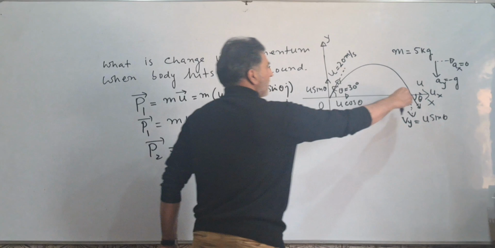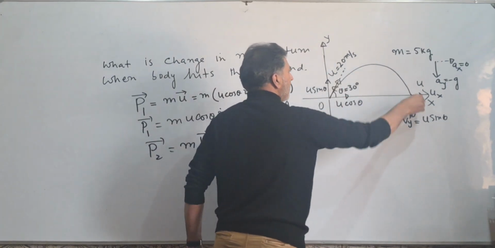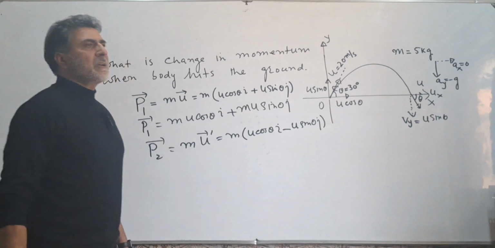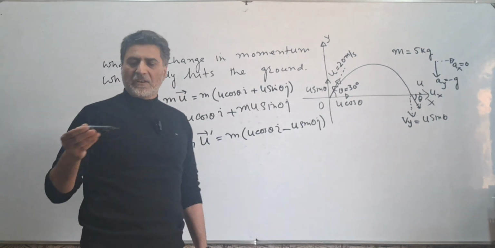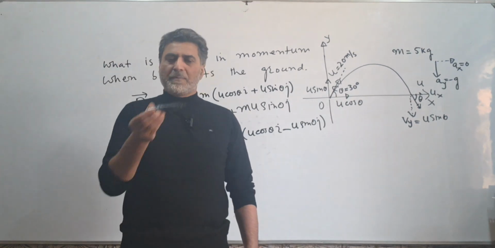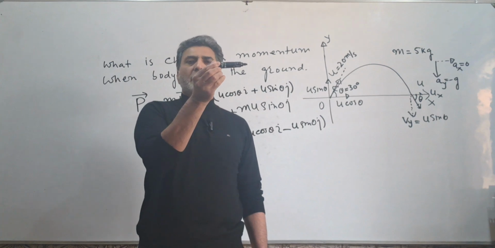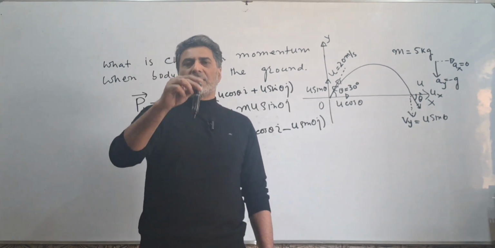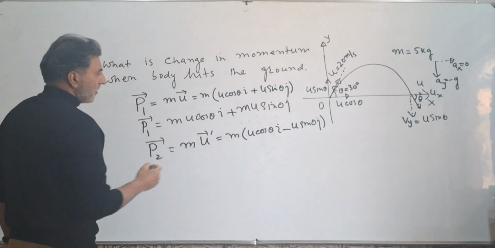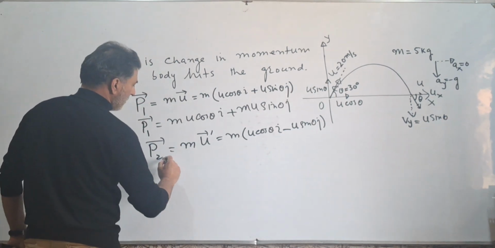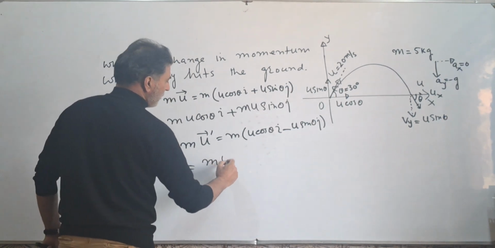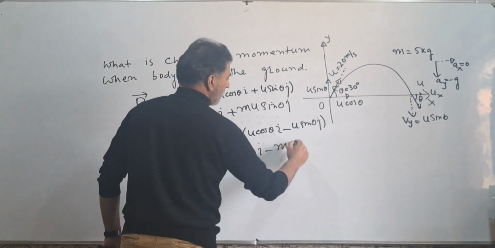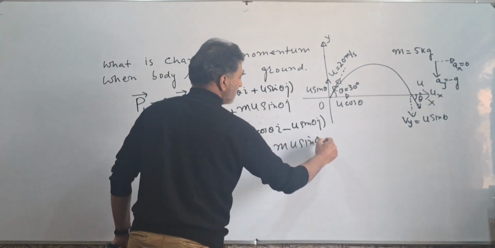This velocity is vertical, it will change from here to here, लेकिन जो horizontal velocity है that will remain constant, that will remain the same because there is no horizontal acceleration. Acceleration in the forward direction will not change because इस direction का जो acceleration है वो zero है, क्योंकि acceleration जो है vertically downwards है towards the center of the earth. So it will be P2 equal to m u cos theta i minus m u sin theta j.